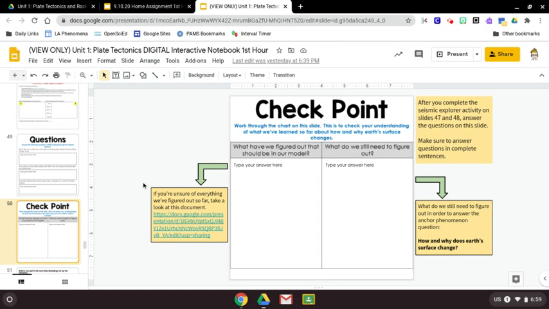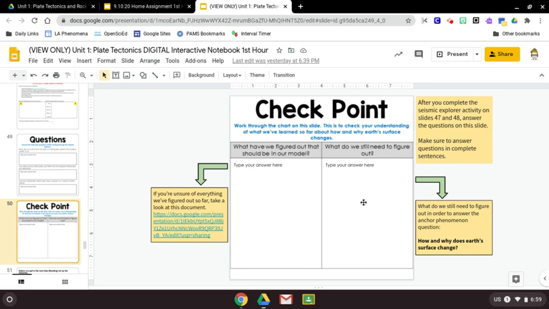If you're unsure of everything you've figured out so far, take a look at this document. If you click on it this morning and it doesn't seem like it's completely finished, that's okay. I'm adding a couple things to it from some discussions and some other things that have been going on. So this can help you out.